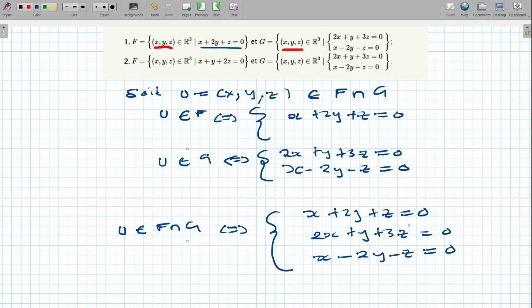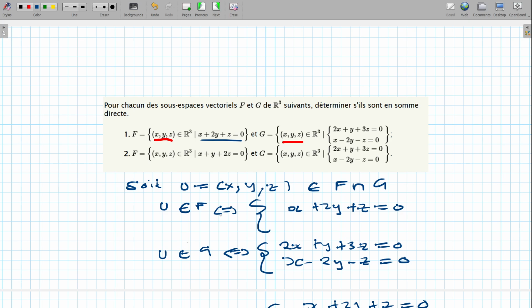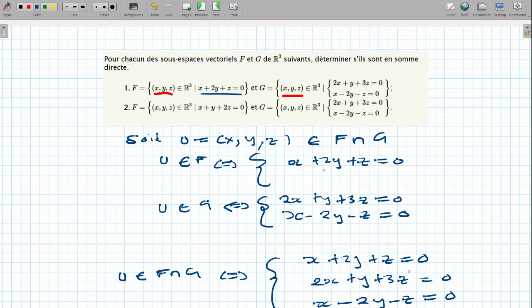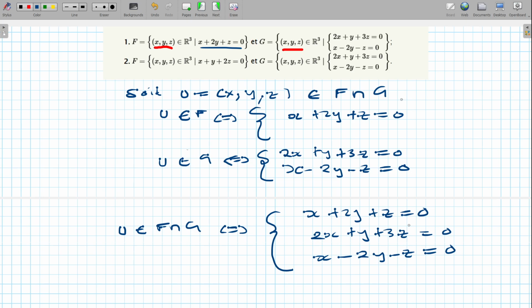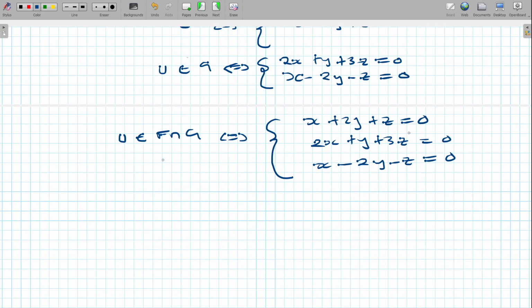Right. So this looks okay and this looks good. Now, remember, we're supposed to show that u is the zero vector, right? Because we have to show that F and G are in direct sum. To be able to show that, we have to show that the only vector that is in F intersection G is the zero vector. So to be able to at least arrive at a solution, we must solve these three equations.